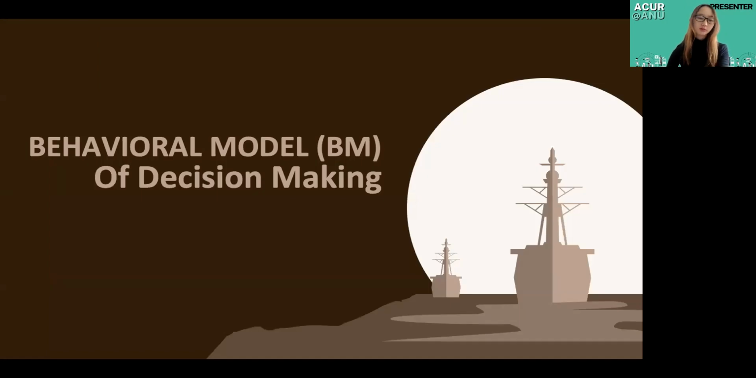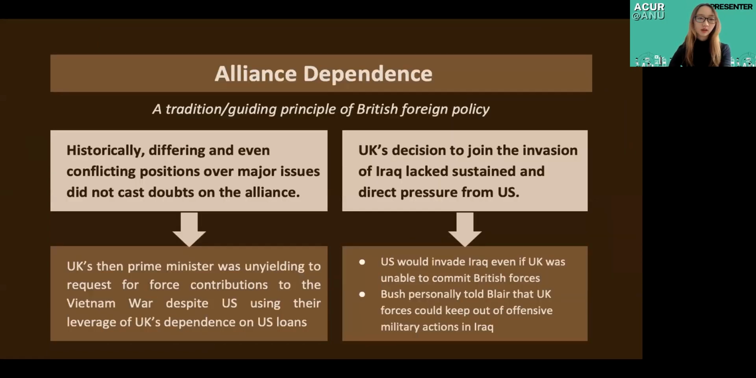We now move on to the behavioral model of decision-making. BM regards alliance dependence as a tradition and guiding principle of British foreign policy. It's unlikely that adopting a conflicting position over Iraq would have critically damaged the alliance.